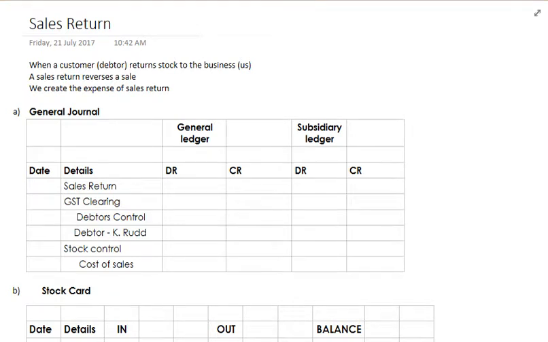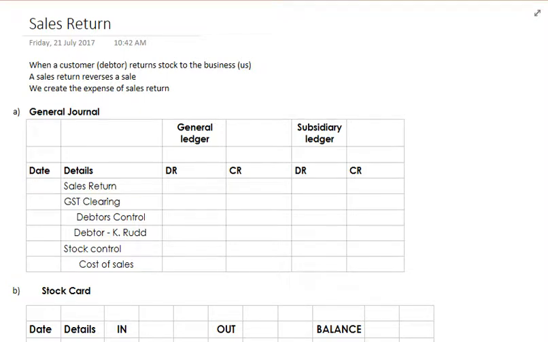Hello and welcome to sales return, our other type of stock return, being that we've already focused on a purchase return. So a sales return is when a customer or a debtor returns stock to the business, being us. So one of our debtors is bringing stock back to us. We sold them this stock on credit. They've got home, realised it's damaged, faulty, it's the wrong shape, the wrong size, or they may have simply changed their mind, so they bring it back to us and we issue a credit note.